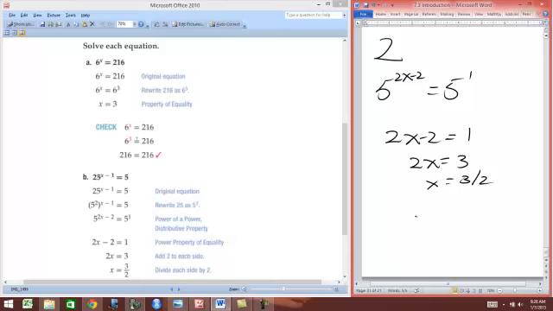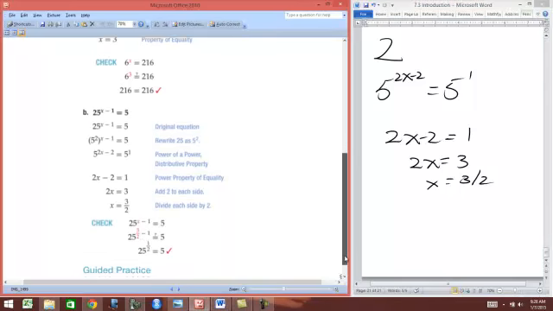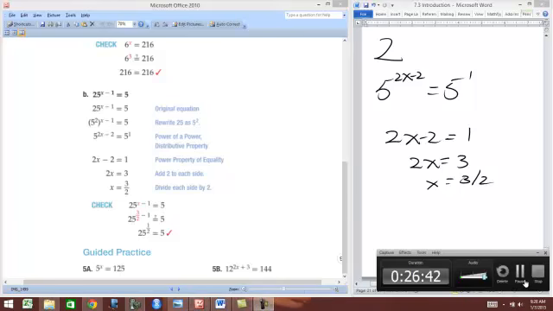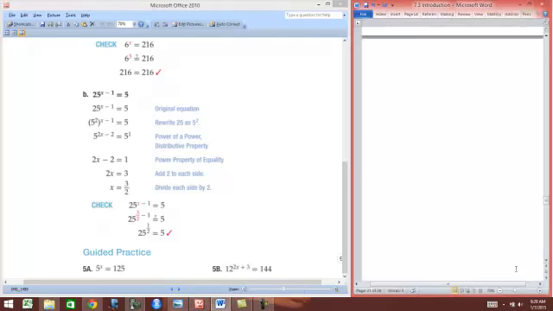All right, now, guided practice. You work on those for a second. I'm going to pause this for a second. I got to add still more pages. Okay, guided practice. 5A.